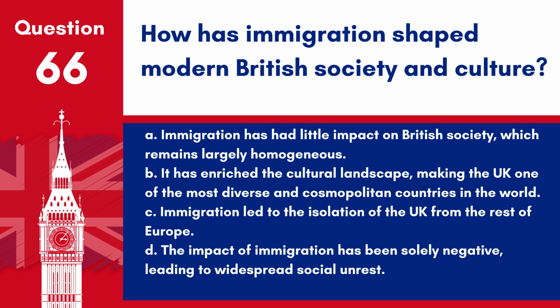A. Immigration has had little impact on British society, which remains largely homogeneous. B. It has enriched the cultural landscape, making the UK one of the most diverse and cosmopolitan countries in the world. C. Immigration led to the isolation of the UK from the rest of Europe. D. The impact of immigration has been solely negative, leading to widespread social unrest.